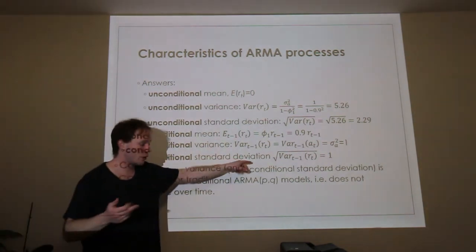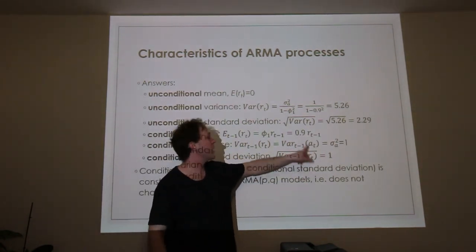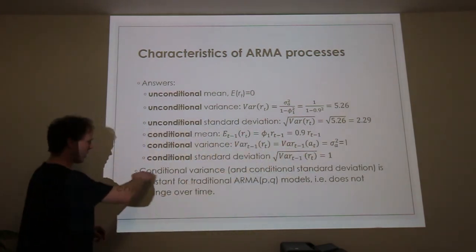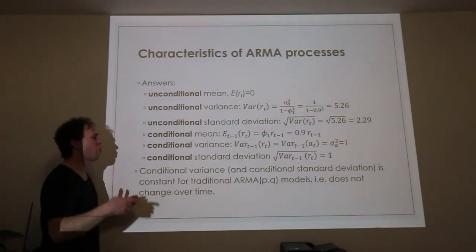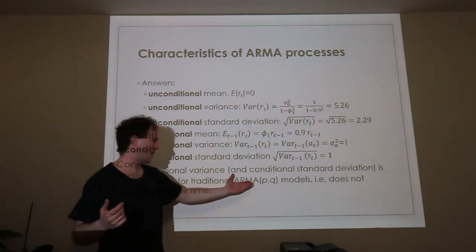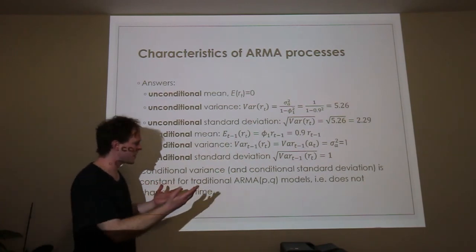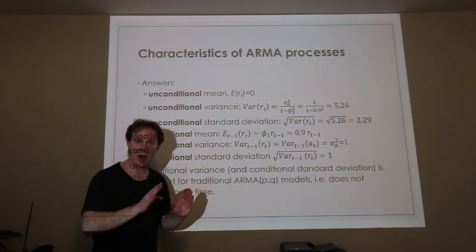The conditional standard deviation, I already said this, is the square root of the variance, and the square root of 1 is equal to 1. The conditional variance and conditional standard deviation are constant for traditional ARMA models. It means they don't change over time. They are finite and constant in time.